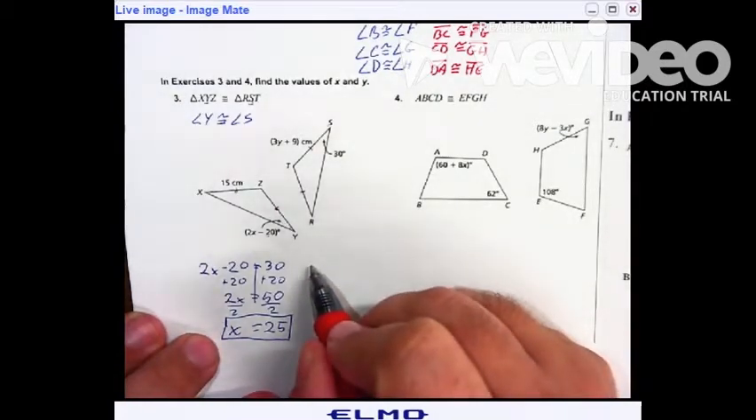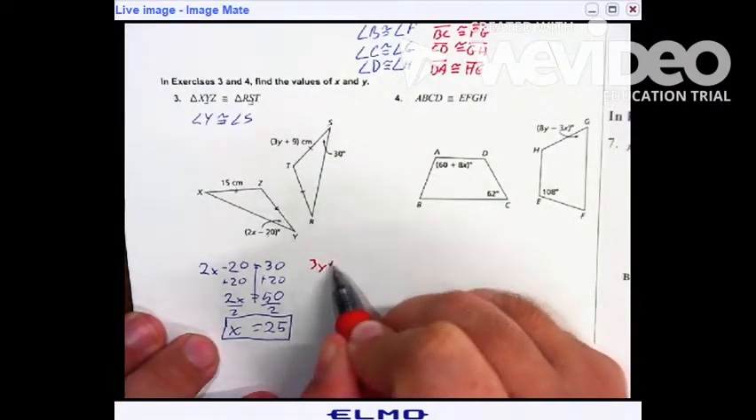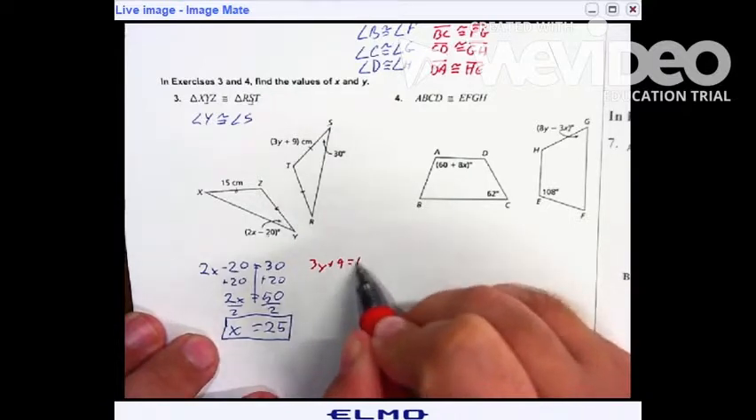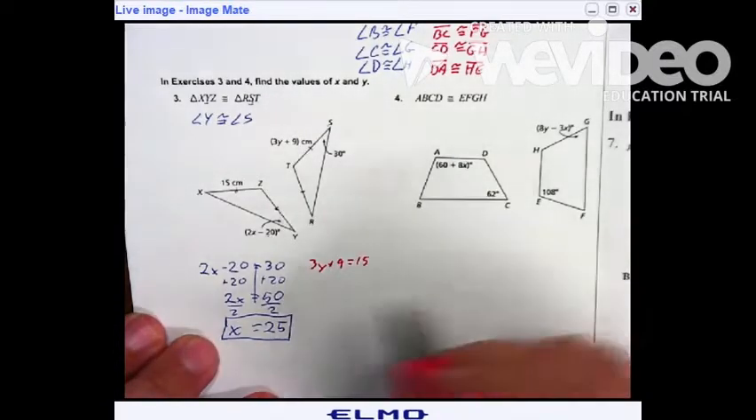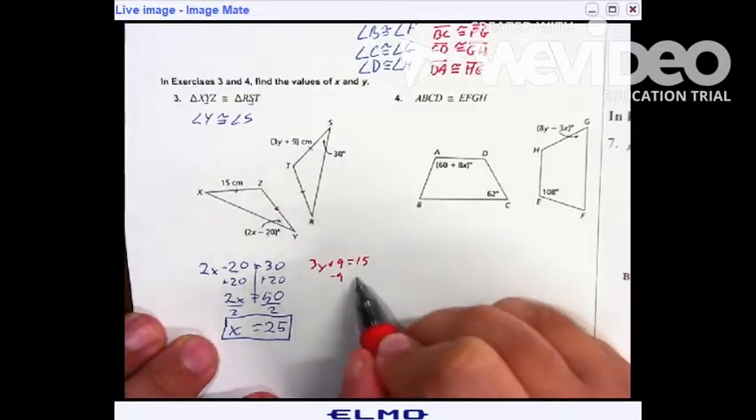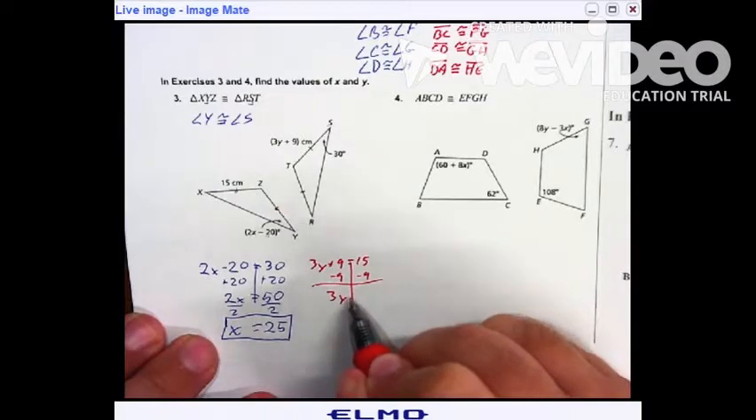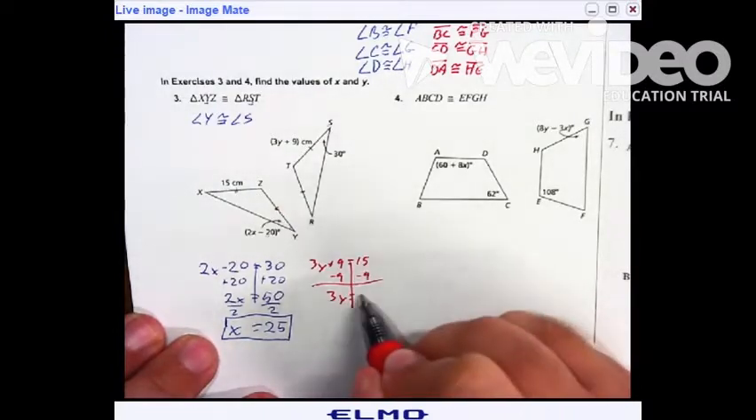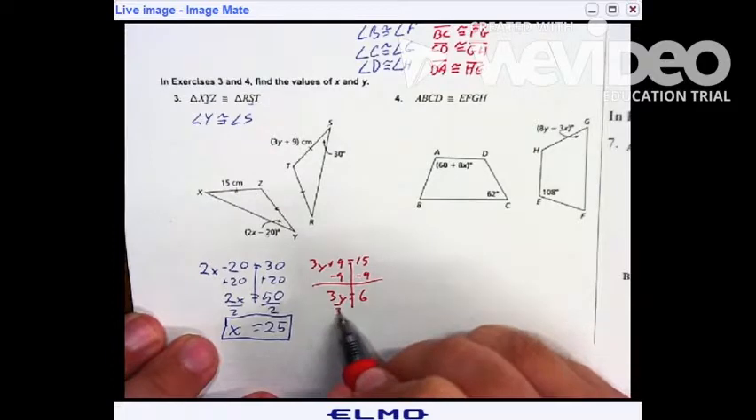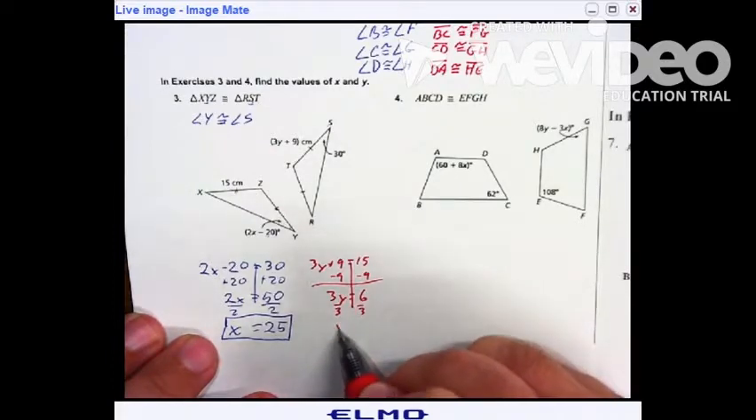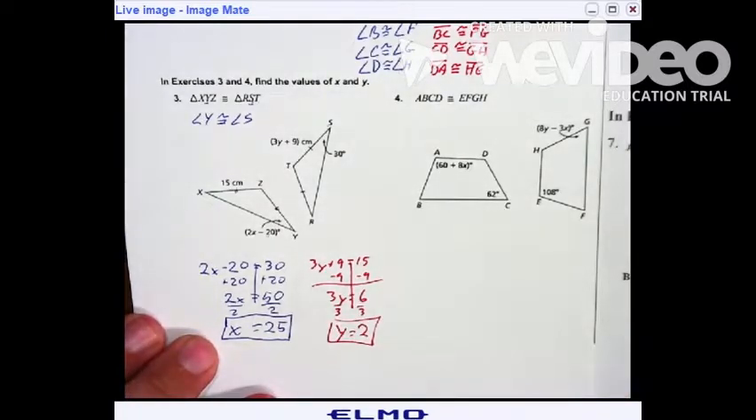All right. So 3y plus 9 equals 15 centimeters. Subtract 9 from both sides. And I end up with 3y equals, let's see, 15 minus 9 is 6. Divide by 3. And I have y equals 2. All right. So not too bad. Pretty easy stuff, really. I'd like you to pause the video again, and this time I want you to work out number 4.